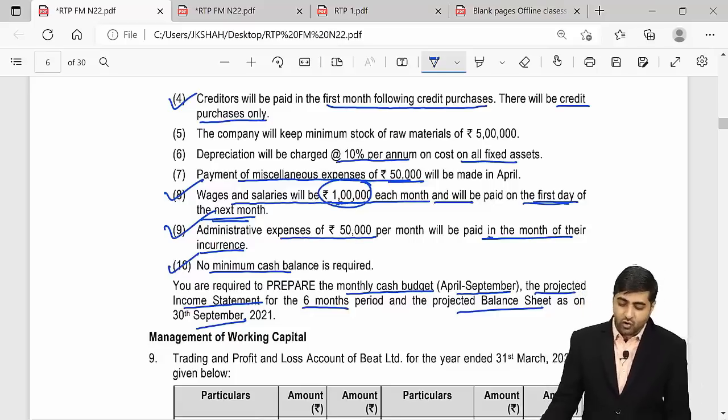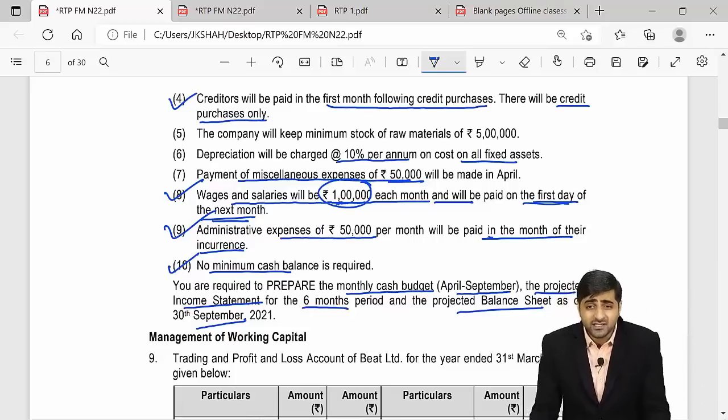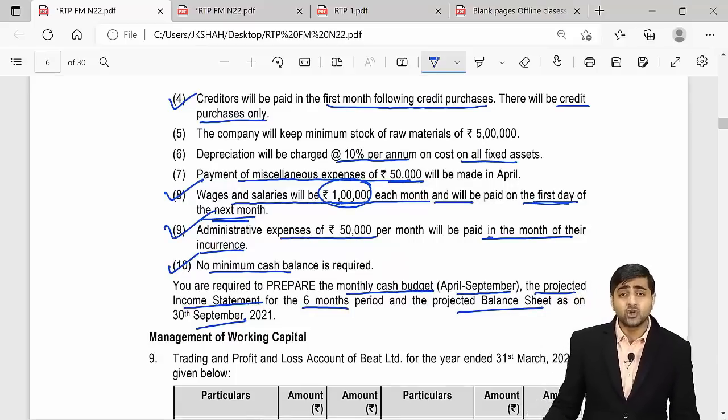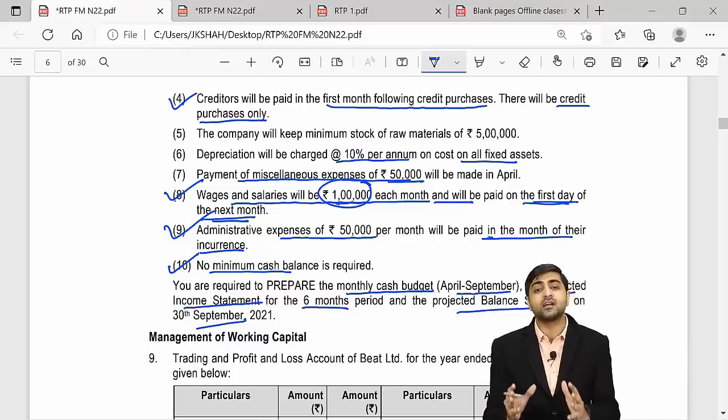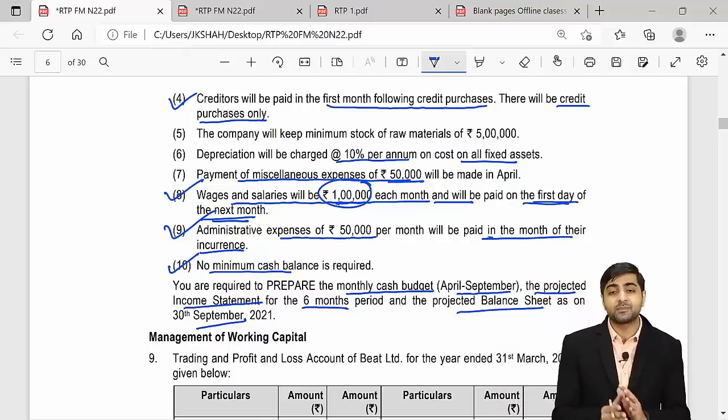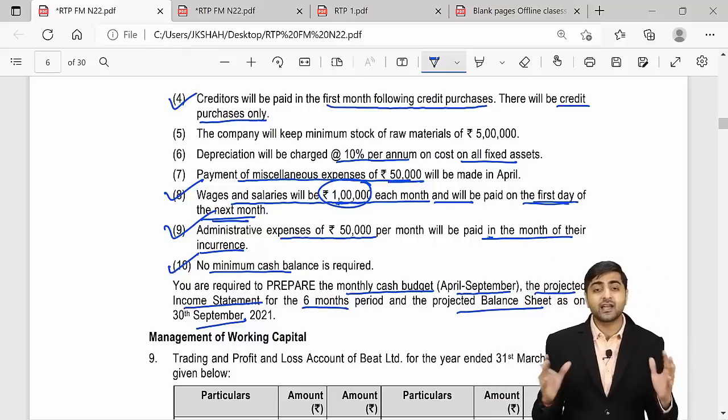Okay. Now my dear students, continuing further, they have mentioned that depreciation will be charged at the rate of 10% on cost on all the fixed assets. Now is this depreciation going to come in your cash budget? Then the answer is no. And our first step is, right now we are focused on your cash budget, because depreciation does not lead to any kind of cash outflows.